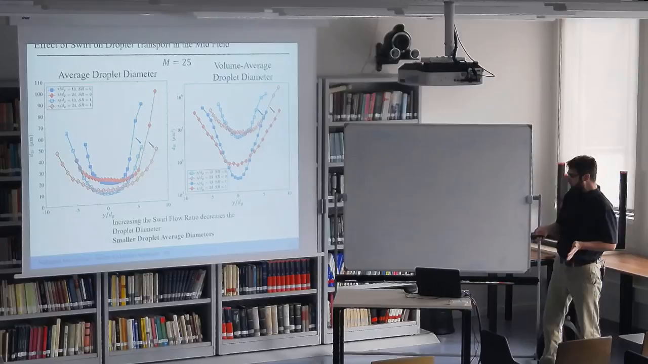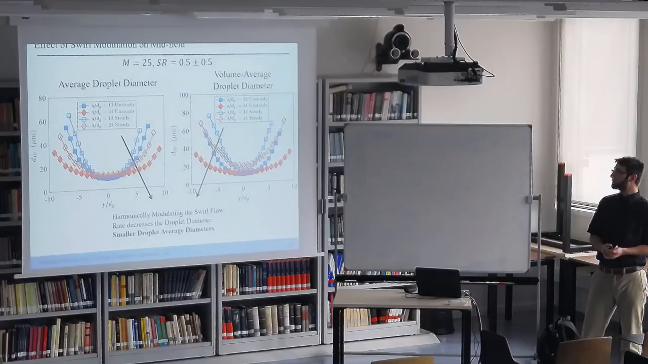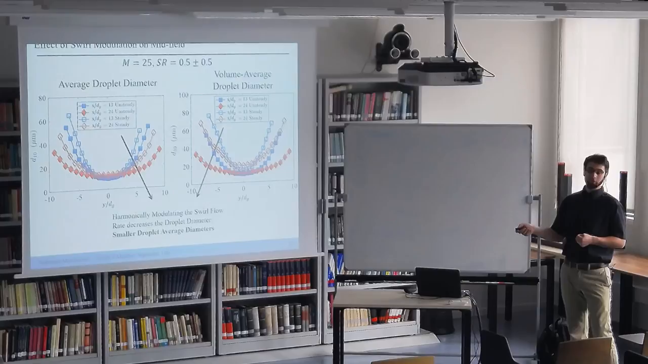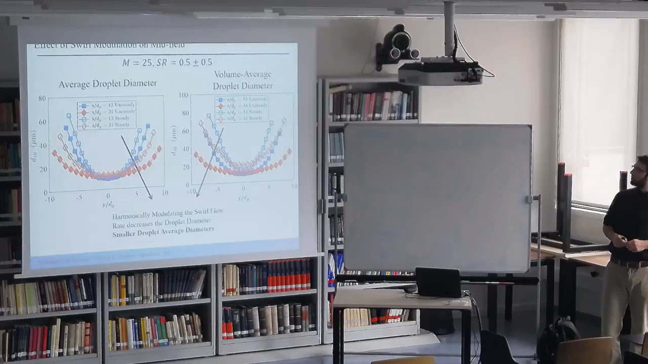Now, let's compare the steady swirl with the modulated swirl. So steady is the empty symbols, unsteady are the filled symbols. What you see is that in the center, there's almost no difference. If you want to look at things in a bit more detail, you can look at higher moments of the droplet distribution, and here you see that you still decrease a bit your droplet size overall. But mostly it's on the side that you get smaller droplet size.